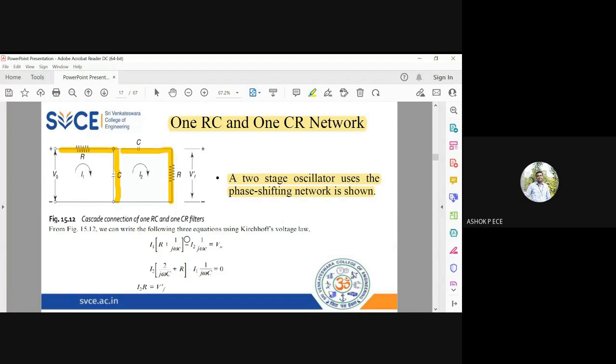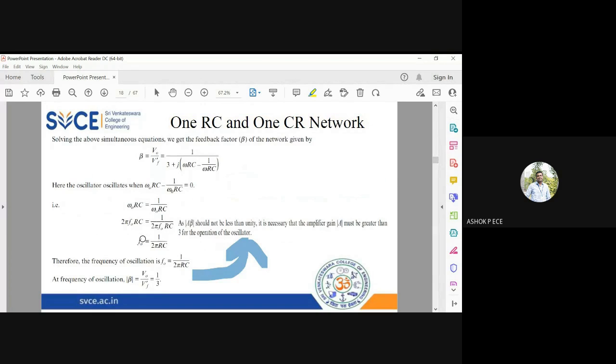Same way, apply the KVL equations, and here you see the frequency of oscillation is going to be 1 by 2 pi RC, and the gain will be exactly equal to 3. So if you are going to use one RC and one CR combination, the gain should be more than 3. Minimum value of gain should be 3.